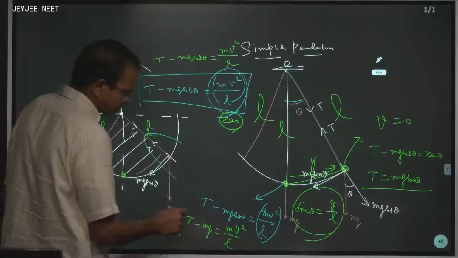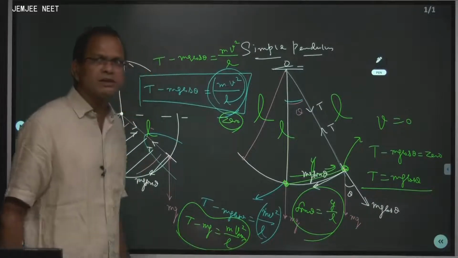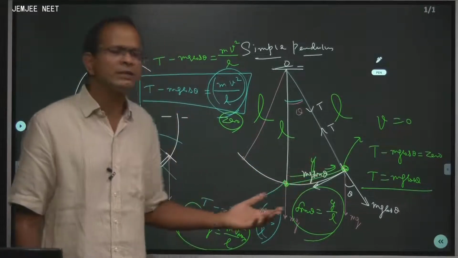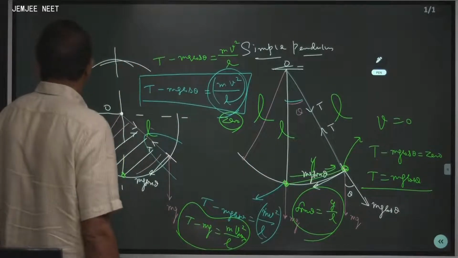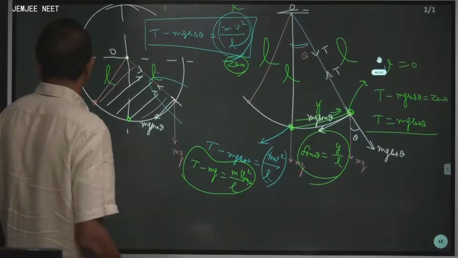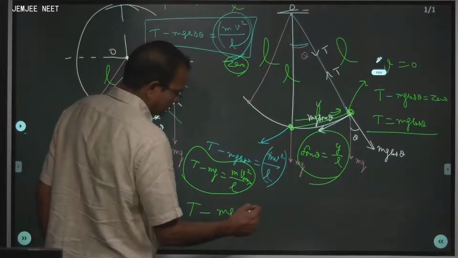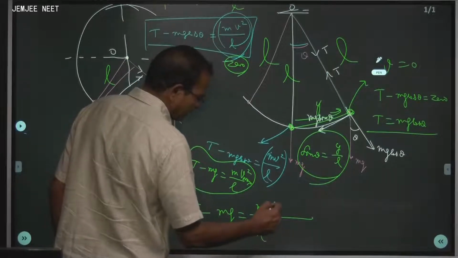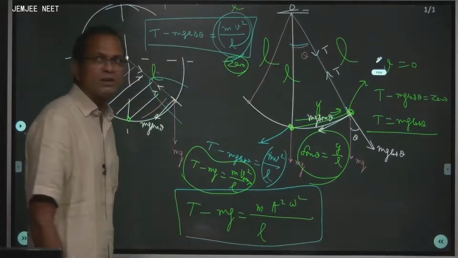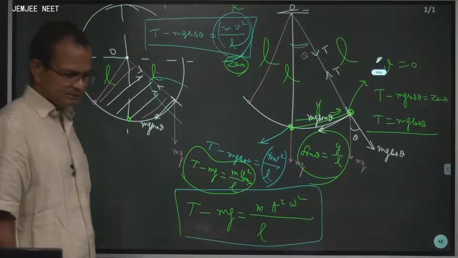The interesting point is that this velocity is the maximum velocity. What's the maximum velocity? Velocity amplitude is what? It is a omega. You can substitute very well here. So T minus mg is equal to m by L times a square omega square. Based on this, they can give you a question to solve. Understood? There is a chance they can give a question. Come on, go ahead.